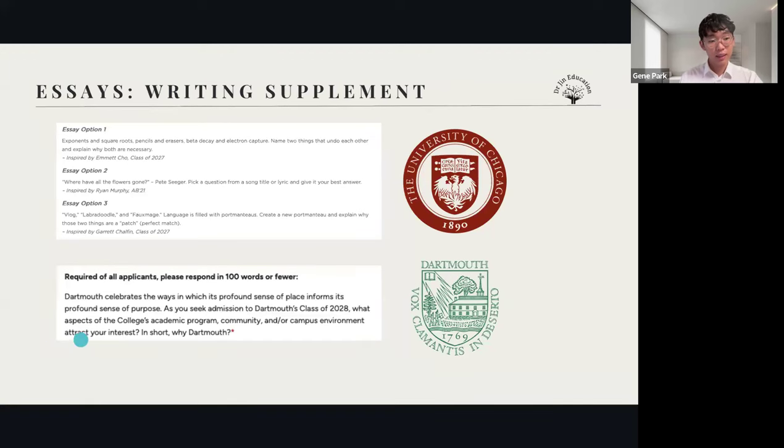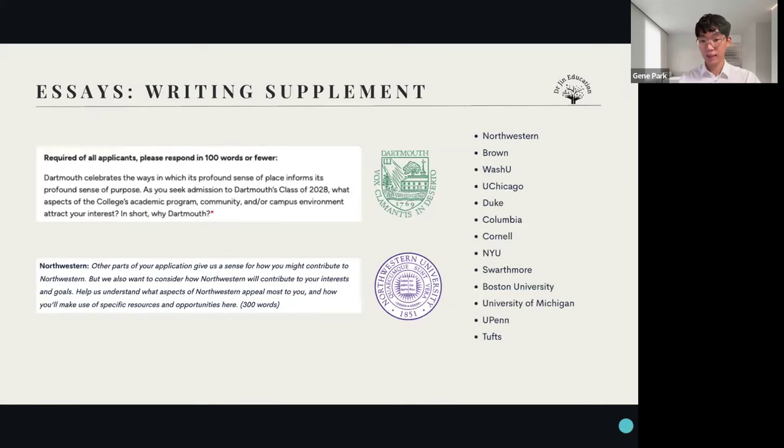It asks you, as you seek admission to Dartmouth's class of 2028, what aspects of the college's academic program, community, and/or campus environment attract your interest? In short, why Dartmouth? And this leads us into a major component of your supplemental essays, which is the why us essay. So colleges in general want to admit students who will enroll to protect their yield.